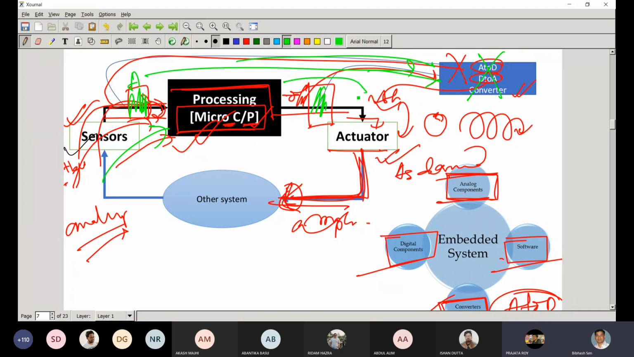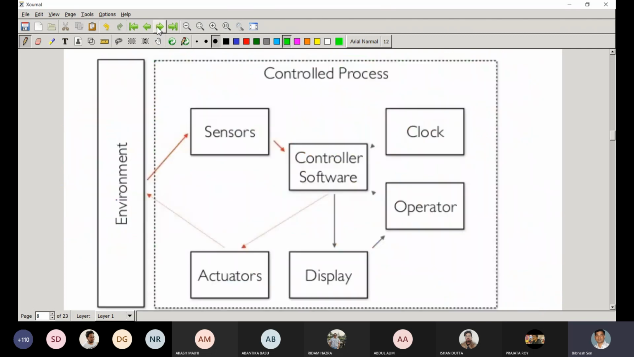Again, when the output your requirement needs is analog, then you need a DA to analog converter. If digital is sufficient, then there is no requirement. So as per your requirement, the converter will work. Actually, this is present here, but it is optional. That's why I have given it separately here. Based on the requirement, you will choose whether a converter is required or not.